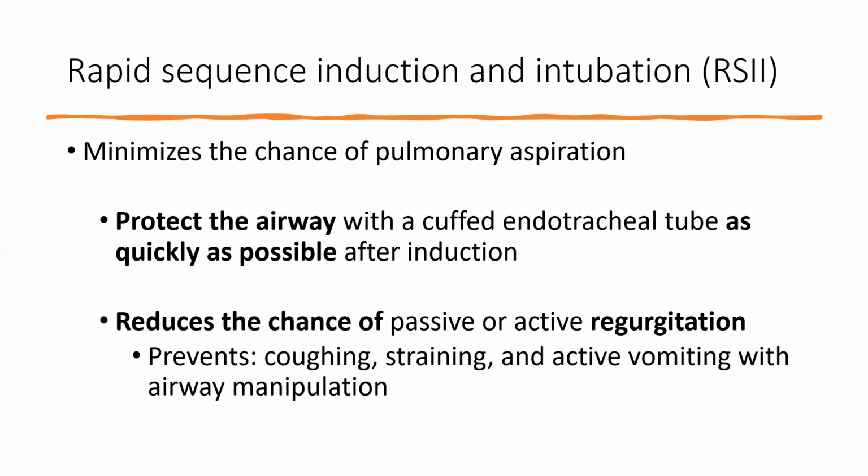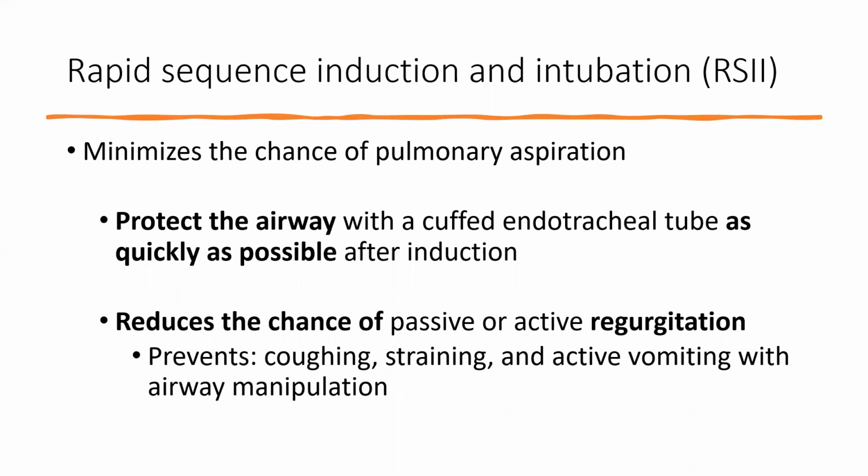The purpose of rapid sequence induction for intubation is really to minimize the chance of pulmonary aspiration, to protect the airway with an endotracheal tube as quickly as possible after induction, and hopefully with the use of paralytics, as well as minimizing any pre-oxygenation with bag valve mask, we will reduce the chance of passive or active regurgitation by preventing coughing, straining, or vomiting with airway manipulation.